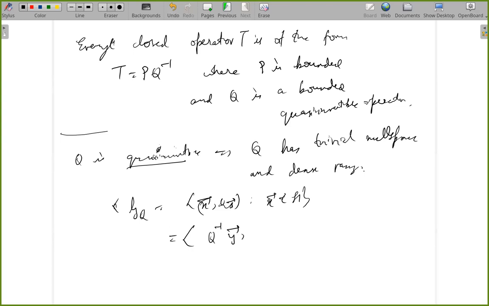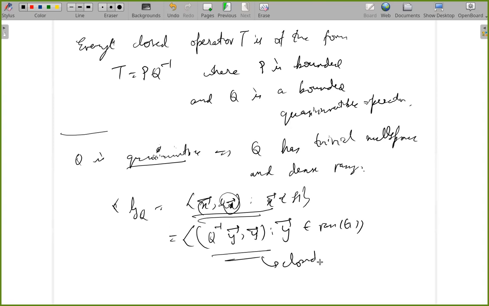So Q inverse y comma y. These two sets are actually identical. I'm just rewriting this: whatever is in the range, Qx, I'm writing it as y. Then this is nothing but Q inverse of y. Since this is closed, because Q is a bounded operator, this must be closed, right? This is nothing but the graph of Q inverse, where the domain of Q inverse has been said to be equal to the range of Q.